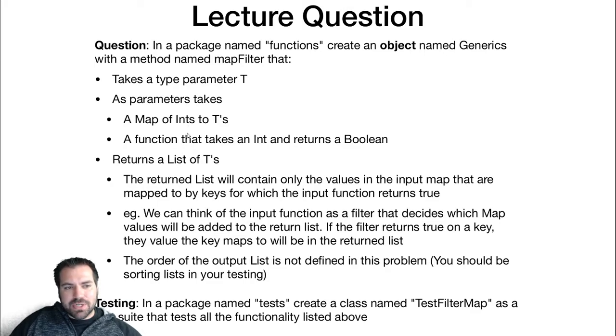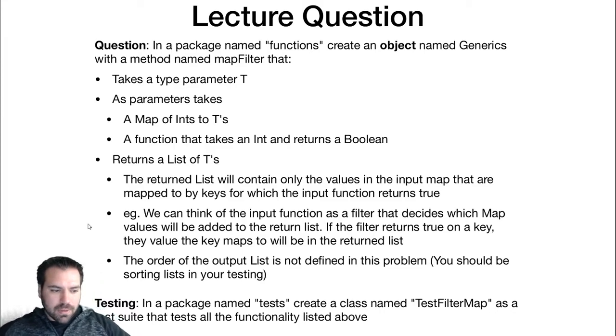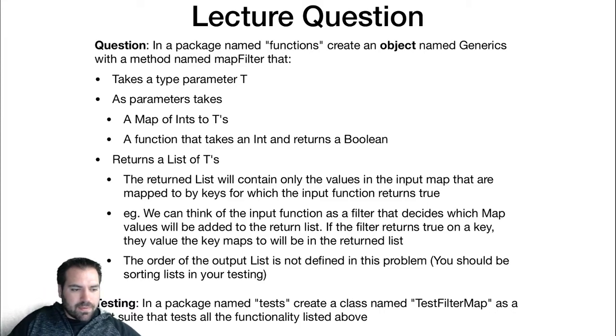If this function returns true on the int for a key, then its corresponding value of type t is going to go in the returned list, and then return a list of all those. Just like some of the other questions we had that returned lists, the order is not defined here.